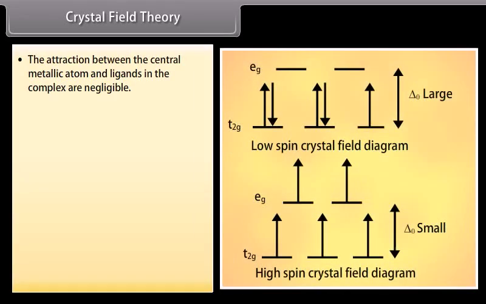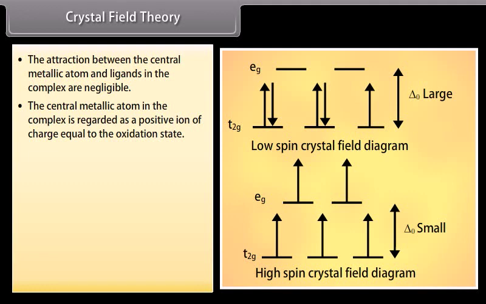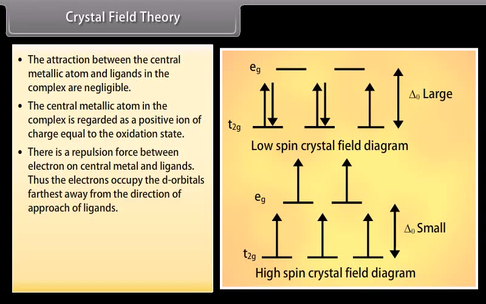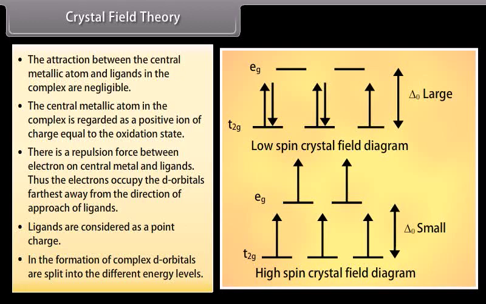Crystal field theory. The important points of the crystal field theory are following. The attraction between the central metallic atom and ligands in the complex is negligible. The central metallic atom in the complex is regarded as a positive ion of charge equal to the oxidation state. There is a repulsion force between electrons on central metal and ligands. Thus, the electrons occupy the d orbitals farthest away from the direction of approach of ligands. Ligands are considered as point charges. In the formation of complex, d orbitals are split into different energy levels.